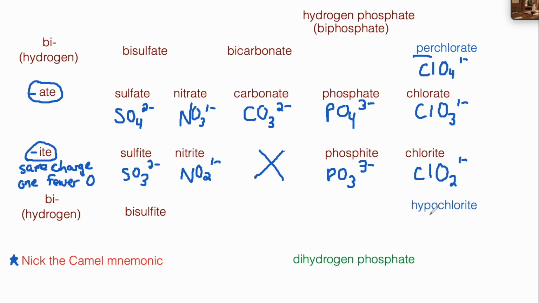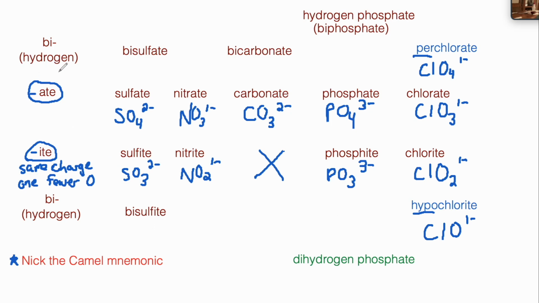And then hypo means something is too low. Like if you're hypoglycemic, your sugar level is too low. So this has a lower amount of oxygens, just 1 oxygen, so ClO with a -1 charge for hypochlorite.